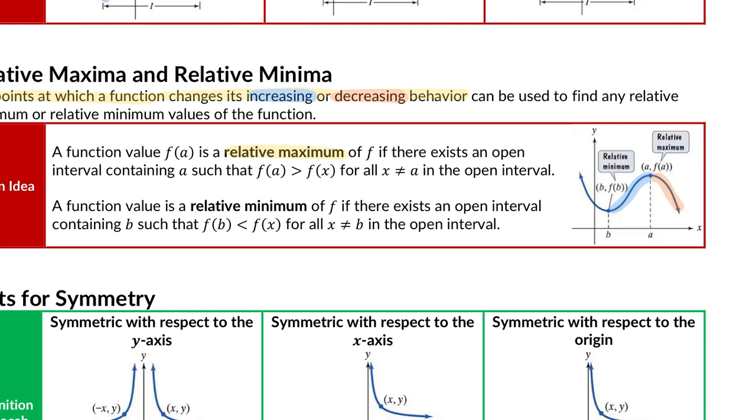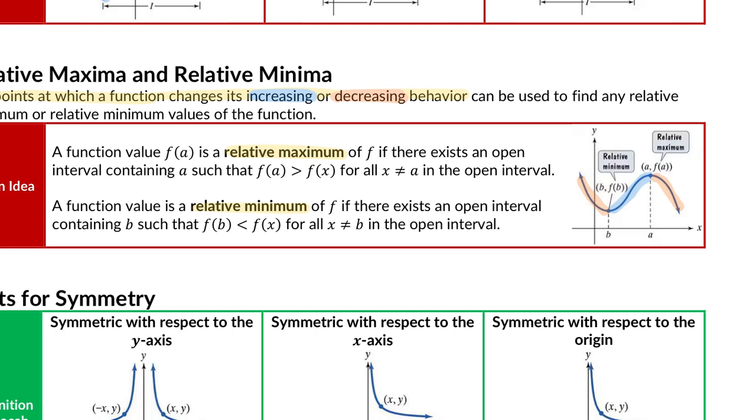In the same way, a function value is a relative minimum of f if there exists an open interval containing b such that f of b is less than f of x for all x not equal to b in the open interval, which is a very fancy way of saying it's a valley. If we go from decreasing to increasing, clearly we had to go from down to up, we create a minimum point, a valley, if you will.